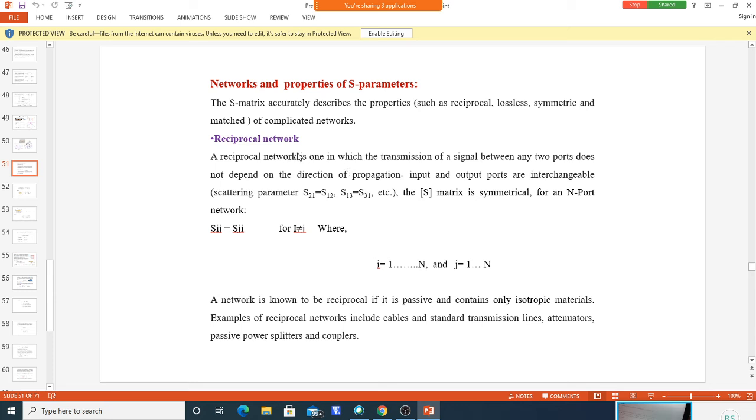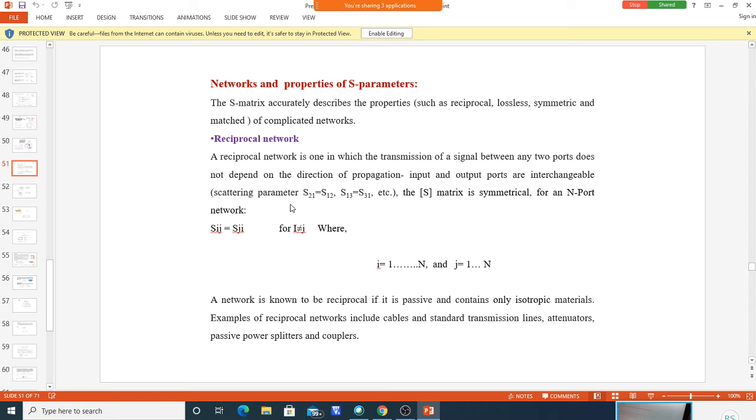But examples of non-reciprocal networks are an amplifier, or it may be a mixer circuit also. They are not reciprocal. We cannot interchange the ports, input port and output port. That is not reciprocal. So yeah, how do we come to know from the S parameters whether they are reciprocal or not?